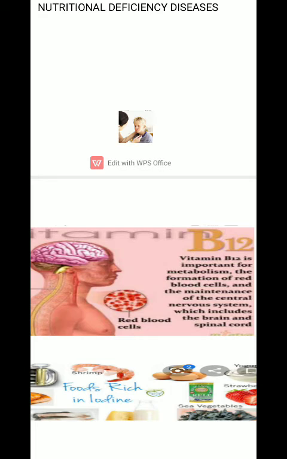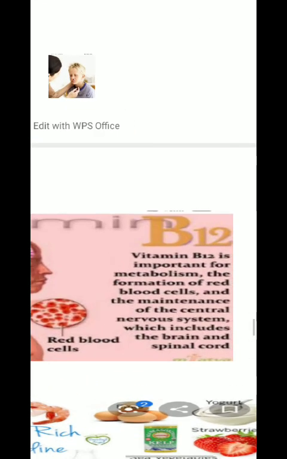Now, the other disease is caused due to the deficiency of vitamin B12. If we are deficient in vitamin B12, our body isn't able to produce enough RBCs, and it will affect the efficiency of red blood cells to work. Vitamin B12 is important for metabolism, the formation of red blood cells, and the maintenance of the central nervous system, so that our nervous system can work properly. The nervous system includes the brain and the spinal cord.